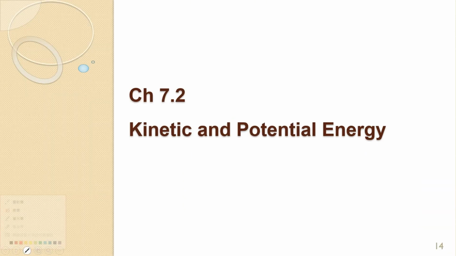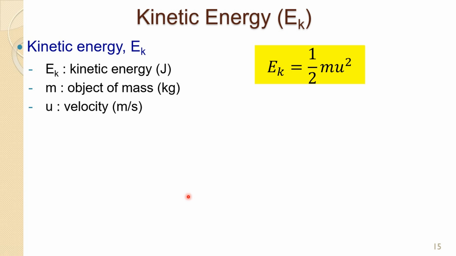Okay, now section 7.2, kinetic and potential energy. This is very easy. You learn this when you are young. If we don't think of rotation, kinetic energy is very simple. You learn this in junior high school, I think.